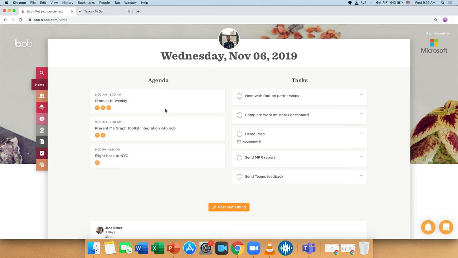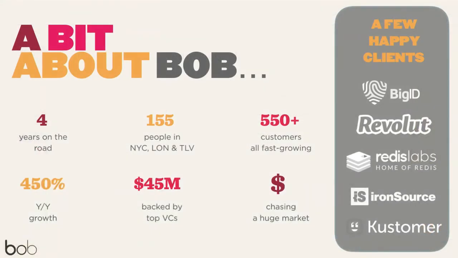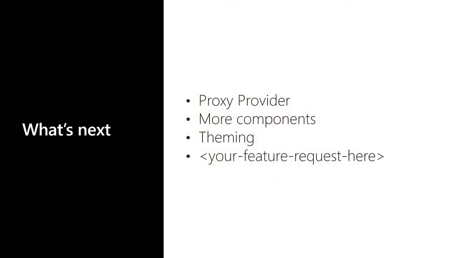Awesome. So quickly, on what's coming up next. We're working on a new proxy provider that allows you to use your backend to make all the Graph calls. So if you use ASP.NET or Java, whatever backend you have, and you still want to make those calls through that backend, all the components can use that backend to make all those calls. The proxy provider helps with that.